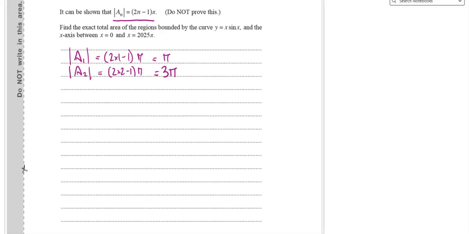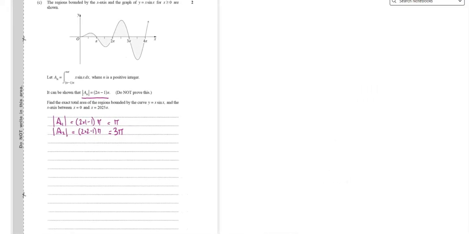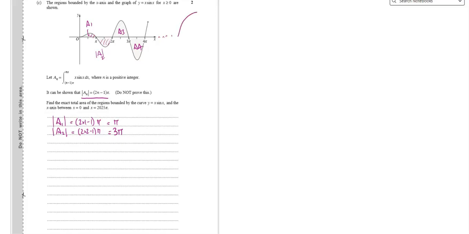So we can connect that to the graph above, that this area up to pi, that area there, is A1. And this area here, the absolute value, is A2. And here is A3, and here is A4, and so on. So conceptually, there must be an area from 2024 pi up to 2025 pi, and we would call that A2025.